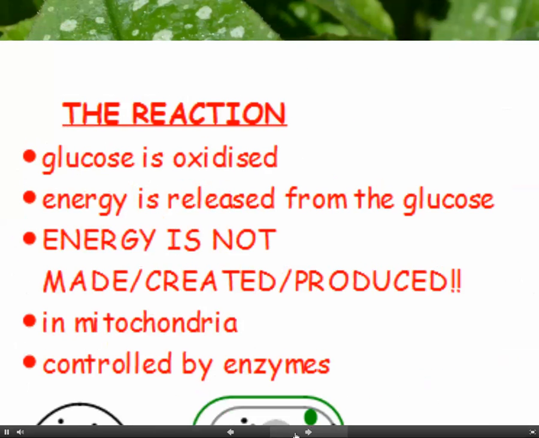Respiration. In respiration, glucose is oxidized. It reacts with oxygen, and energy is released from the glucose. Now remember, energy cannot be created or destroyed, so you can't say that energy is made or created or produced in respiration. You can only say that energy is released. It occurs in the mitochondria and it's controlled by enzymes.